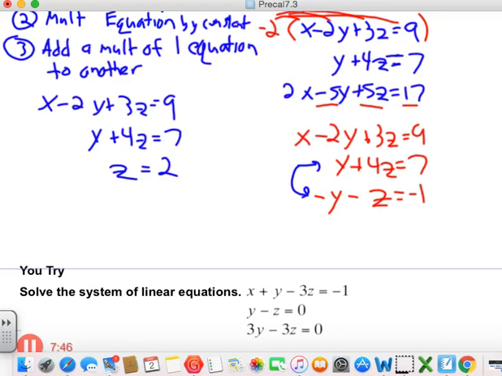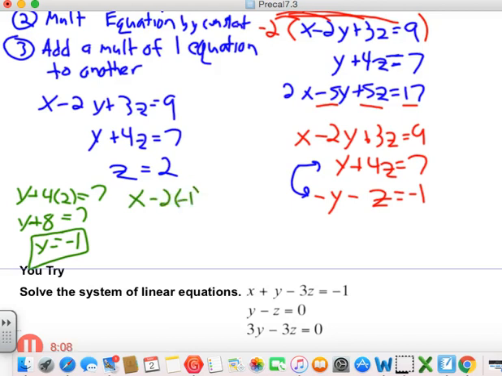Now we can just do back substitution. We know z. We can plug it in to find y. So we got y plus 4 times 2 equals 7. That's y plus 8 equals 7. So y is going to equal -1. And then we plug in y and z into the original.